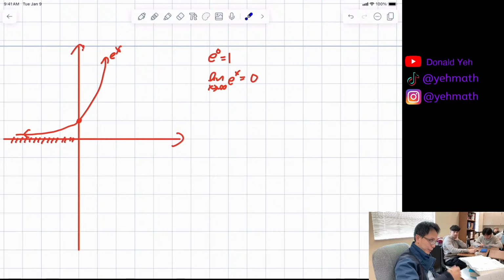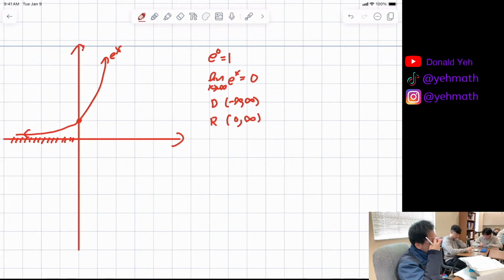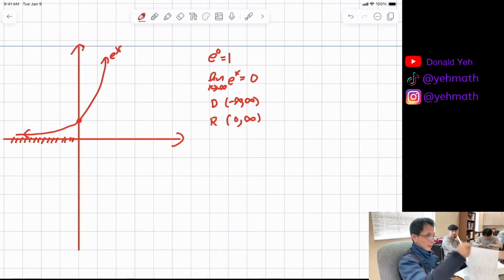Very good. Okay, so what will be the domain of e to the x? Well, it's going to be negative infinity to infinity. Your range is going to be where? What is the range? 0 to infinity. Not including 0 because it's not touching 0. Is that okay? You have to know. This is my pre-calc question. Actually, you have to find out everything about this graph.